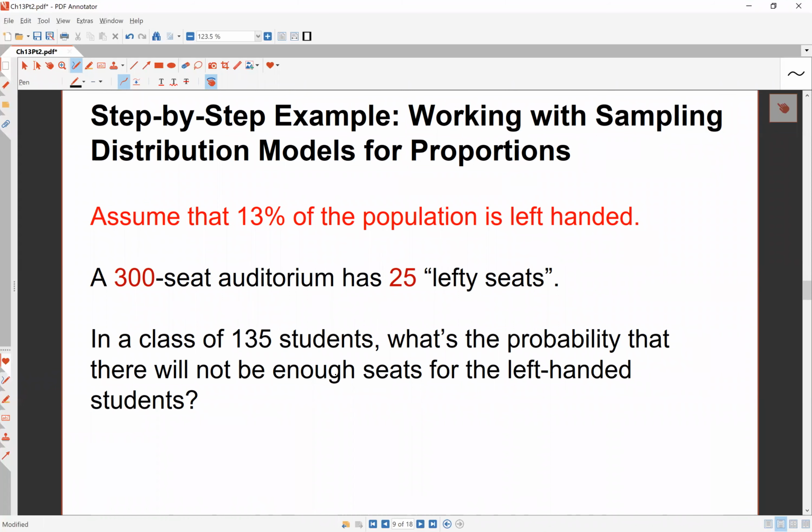So let's look at one more example of how we would do this calculation. Let's say we know that in the population, 13% of people are left-handed. I'm now teaching a class, and for the sake of this example, we're assuming that we are meeting on campus in an auditorium where I could seat 300 people, and in that 300-seat auditorium, 25 of the desks have specifically been set up for people that are left-handed. I have a class of 135 students. I want to know what is the probability that there will not be enough seats for the left-handed students.